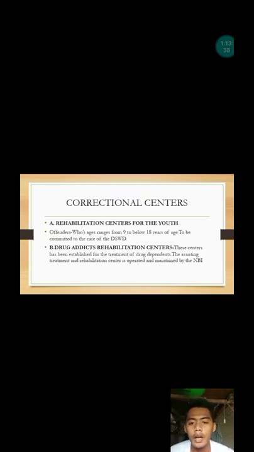Correctional centers are rehabilitation centers for the youth. Offenders whose ages range from 9 to 18 years are to be committed to the care of the DSWD. So this is where the offenders who are minors below 18 years old go. Drug addict rehabilitation centers have been established for the treatment of drug dependence. The rehabilitation center is operated and maintained by the NBI.